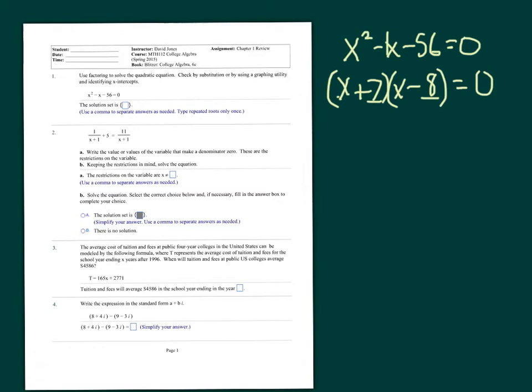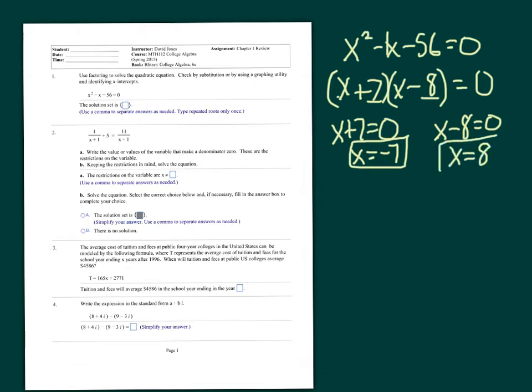From there, anytime we're multiplying two parentheses and we're getting a product of 0, one of those parentheses has to be 0. So either x plus 7 equals 0 or x minus 8 equals 0, and we'll solve both of those. Subtract 7 on both sides and we get x equals -7. That's one of our solutions. And on the right, add 8 to both sides and we get x equals 8.